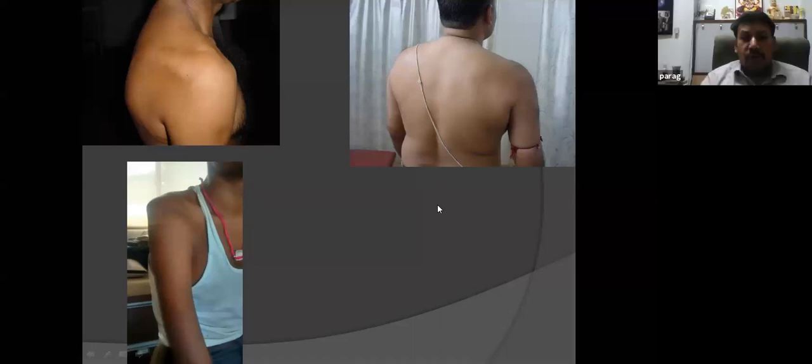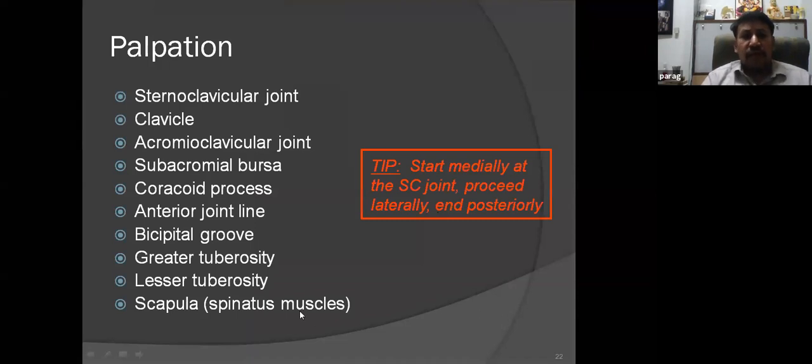So again, we are going to go through the same process of palpation. The whole idea is to give you some method of palpating so that you don't miss out on certain joints. The tip is that you start medially at the level of the sternoclavicular joint, proceed laterally, and then end posteriorly at the back. So you start with palpating the sternoclavicular joint because it's very easy. You just have to go to the sternal notch and palpate it. As I said, sternoclavicular arthritis is not unusual, and sometimes you even see a large swelling around the medial end of the clavicle, which is quite commonly seen in an arthritic sternoclavicular joint.